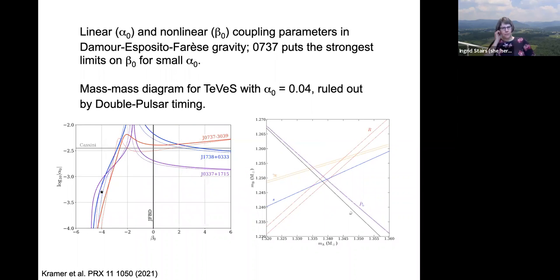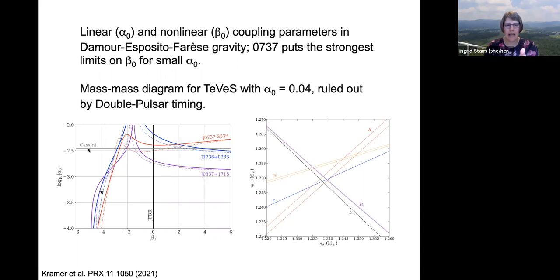Okay. So getting close to the end here, I'll just show you a couple of examples of constraints on other theories of gravity. One that is commonly used is Damour-Esposito-Farese gravity. This is one where you have a linear alpha naught and nonlinear beta naught set of extra coupling parameters, well, extra fields, I guess, that the neutron star could couple to. Any evaluation of that theory has to check a set of values for these two parameters. If the nonlinear component is zero, that actually corresponds to the Jordan-Fierz-Brans-Dicke theory, so that's the black line here.